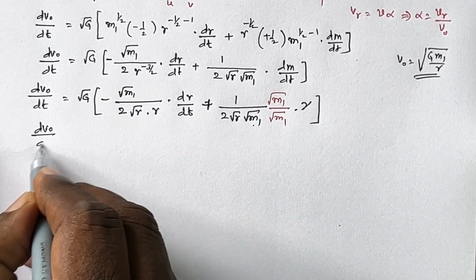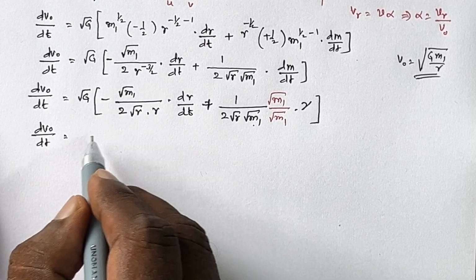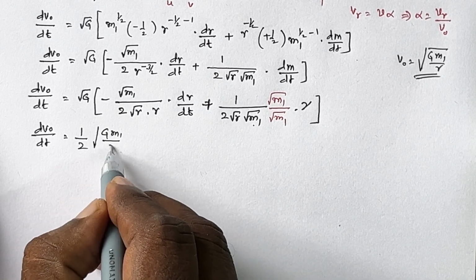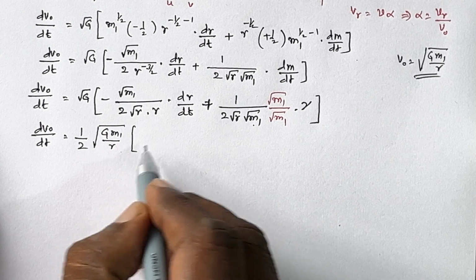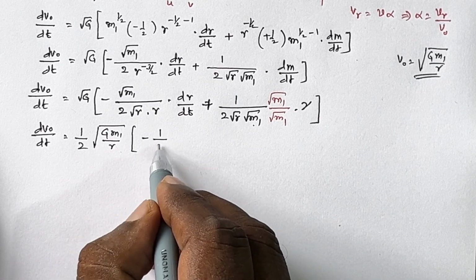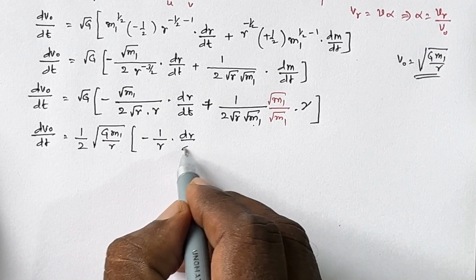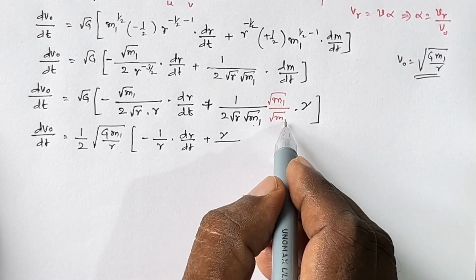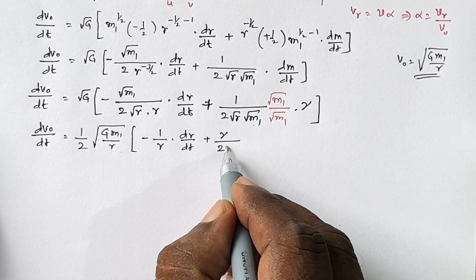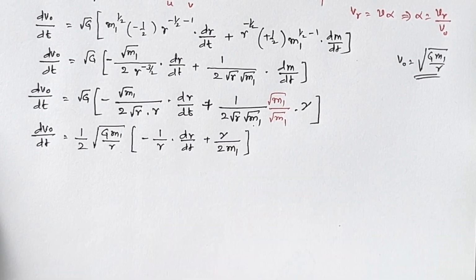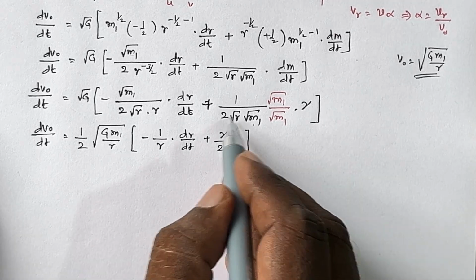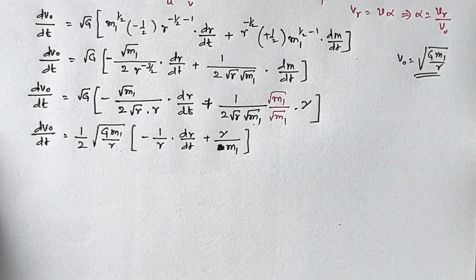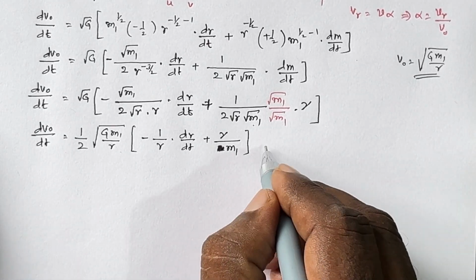So dv naught by dt is equal to 1 by 2 also comes common. Root g m1 by r I will take common. So what is there inside? Minus 1 by r dr by dt plus gamma by m1. This 2 came out, so no need to write here. So this is the value of this one. I will further write like this.